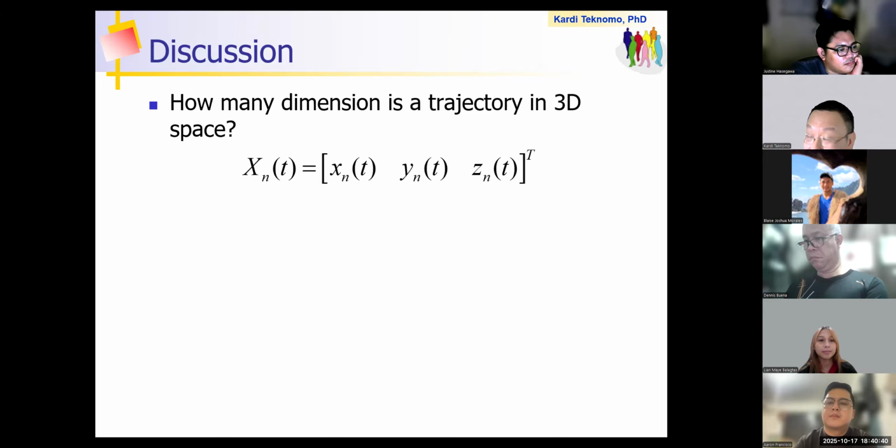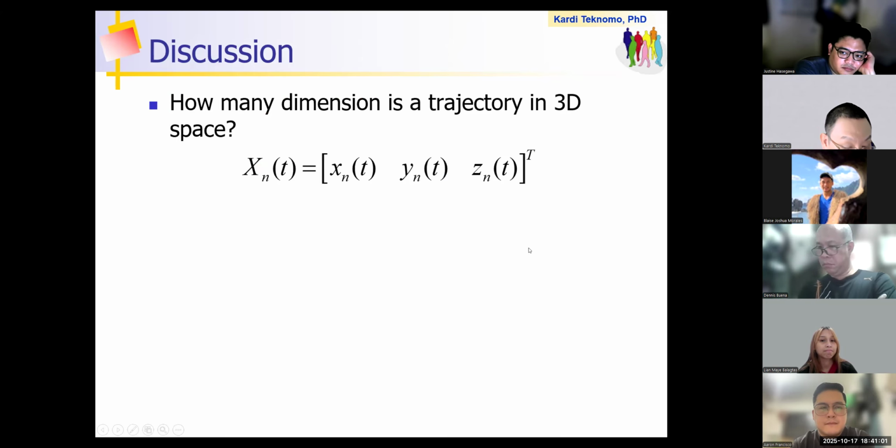So how about this one? How many dimensions are in this 3D physical space? I have trajectory x, n, t, and then I have 3D space x, y, z. Can you think about how many dimensions here? Dimension means the number of variables. Is it three, sir? 3 dimensions? Actually, no, more than that.